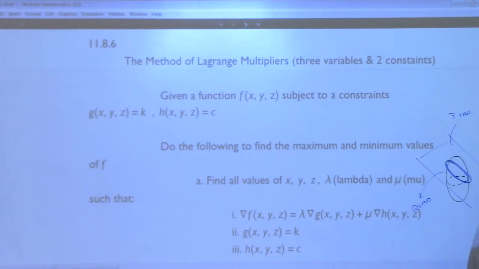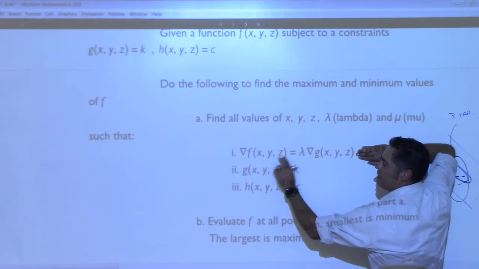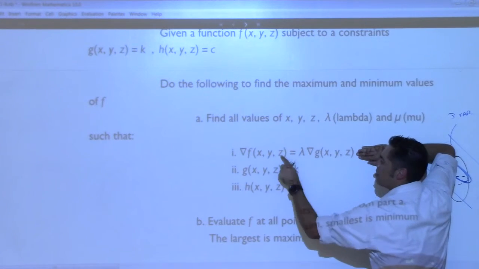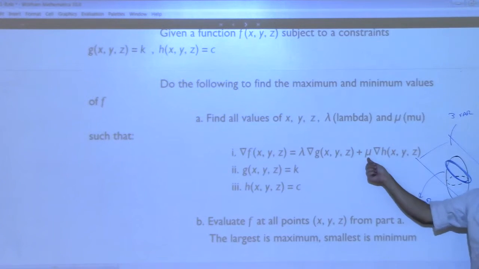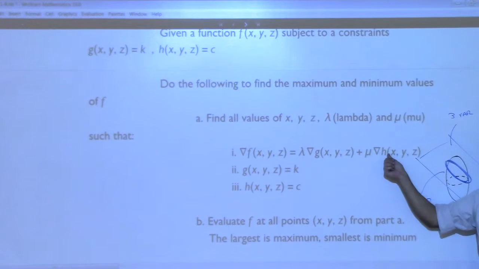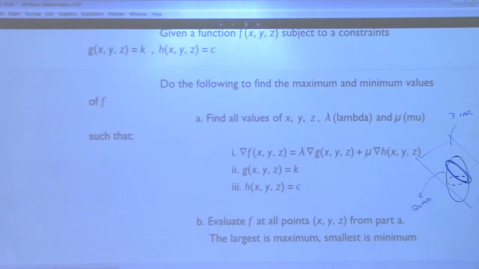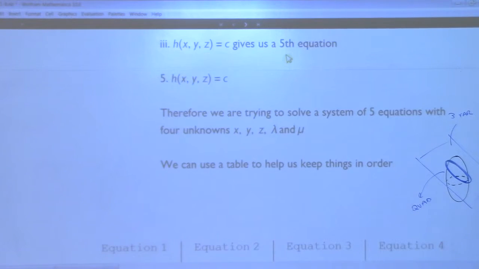Okay. All right, now, what do we do when we have two constraints? Well, here's the big difference. Instead of doing gradient of f equals lambda gradient of g, because we have a second constraint, this gradient has to be not only equal to some scalar multiple of this gradient, it has to be that plus some other scalar multiple, mu, of the gradient of the second constraint. And then the two constraints must be satisfied. And so all in all, we're going to have lots of equations. We're going to have five equations.